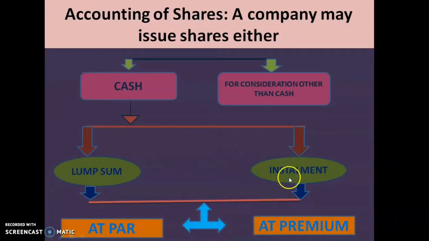We know now that in installments, when shares are issued at par, what are the journal entries you have to pass and how the problem is to be solved, we have discussed. Now let us move to the issue of shares in installments and at a premium. So what is the journal entry and how to do the problem, let us discuss.